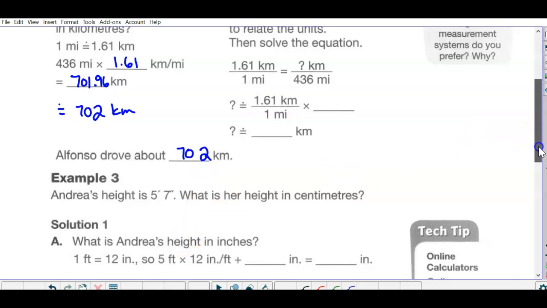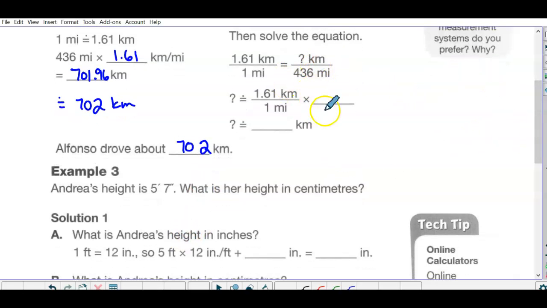All right, next one. So I'm not going to do it the other method. This is using proportions. You're welcome to do it that way. This is the way I'm going to be using throughout the course.